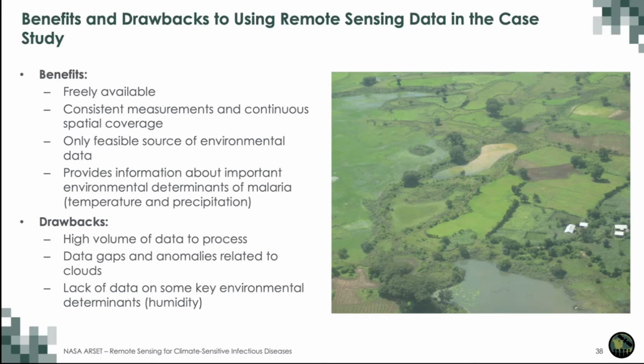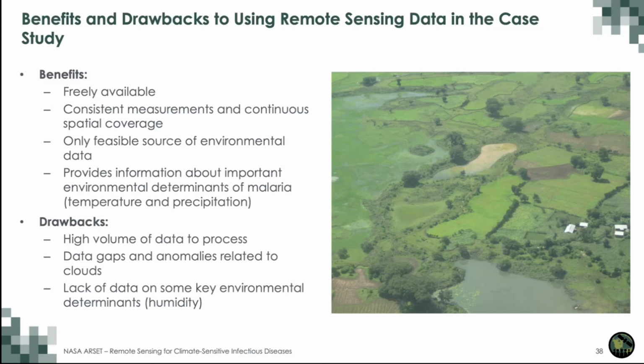public health institutions. As with all optical IR data, we have issues with data gaps and anomalies related to clouds. That's something that we have solutions for, basic gap filling methods, but that's still a challenge, particularly during the monsoon season when we get very persistent clouds and rain over much of this region for several months of the year.